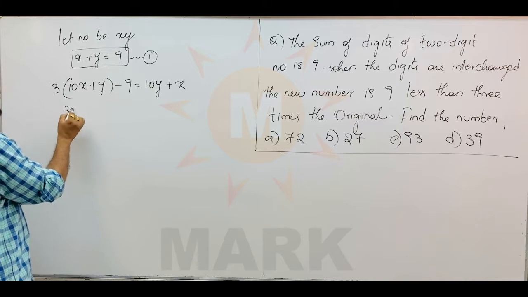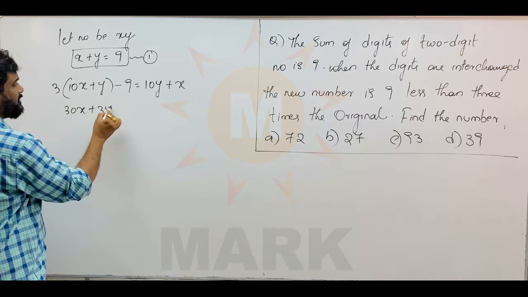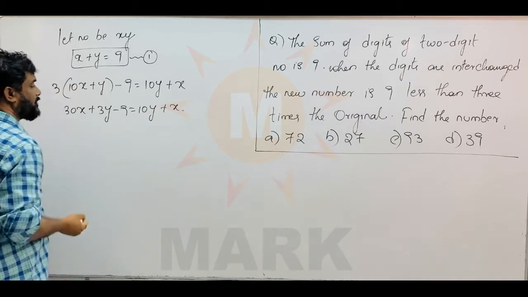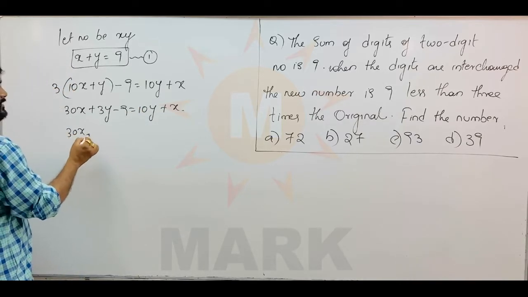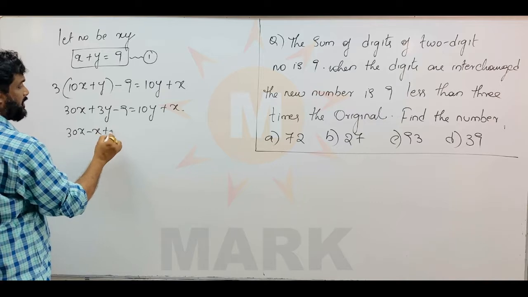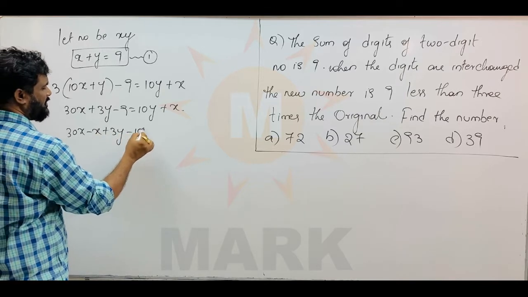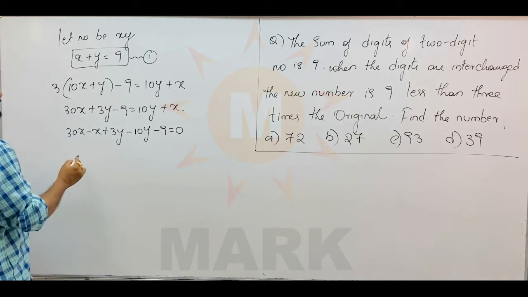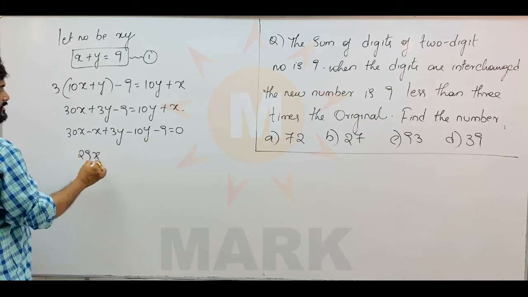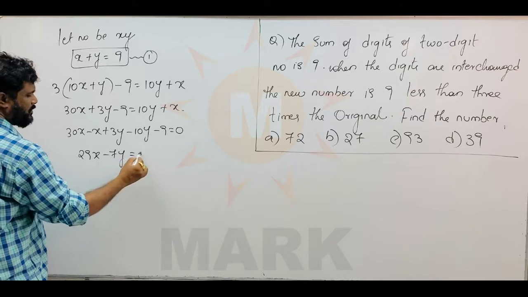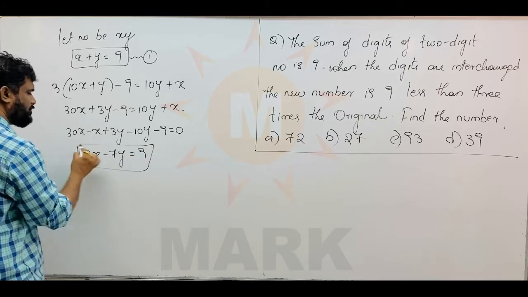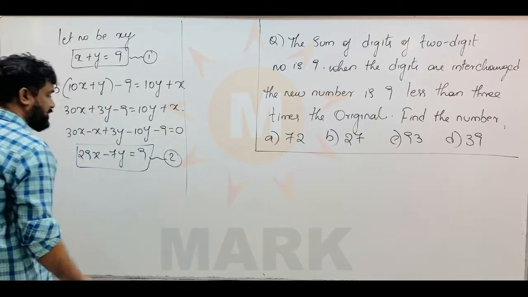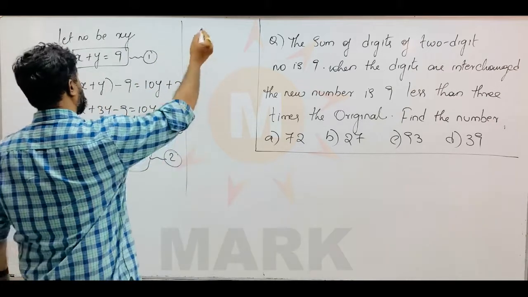Okay. Now 30x plus 3y minus 9 is equal to 10y plus x. Now 30x minus x plus 3y minus 10y minus 9 is equal to 0. Okay. 29x minus 7y is equal to 9. This is equation number 2. My dear friends, if you subtract or add, I am adding it up.